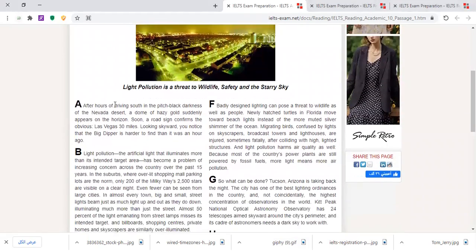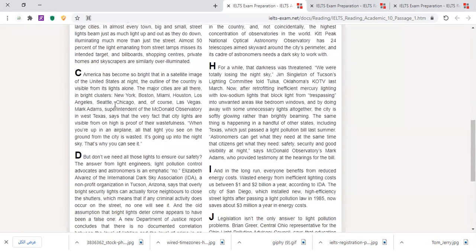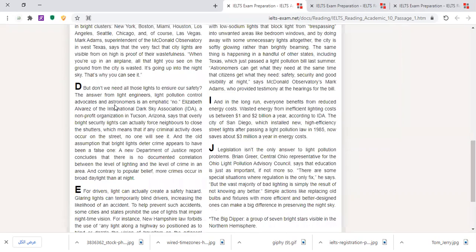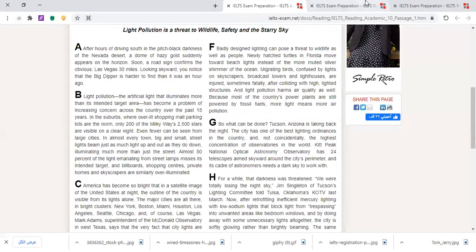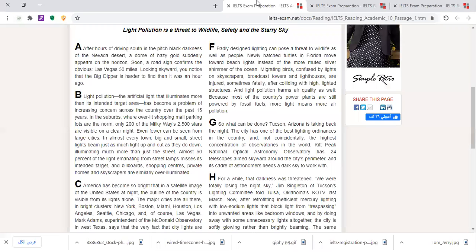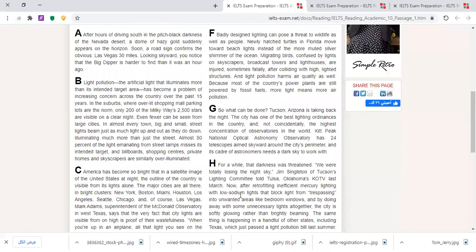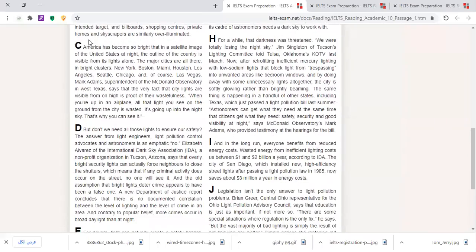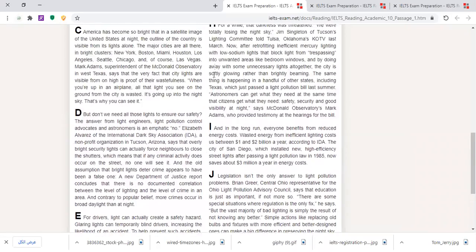I found this passage, even though of course it's long, all the IELTS texts are like this. So if you see it as long, that's how it is. So I find this is going to be very easy. I will send you also the link of the questions. Now what did I find? The title, which is light pollution. I found here that there are paragraphs, in letters A, B, C, D until J.